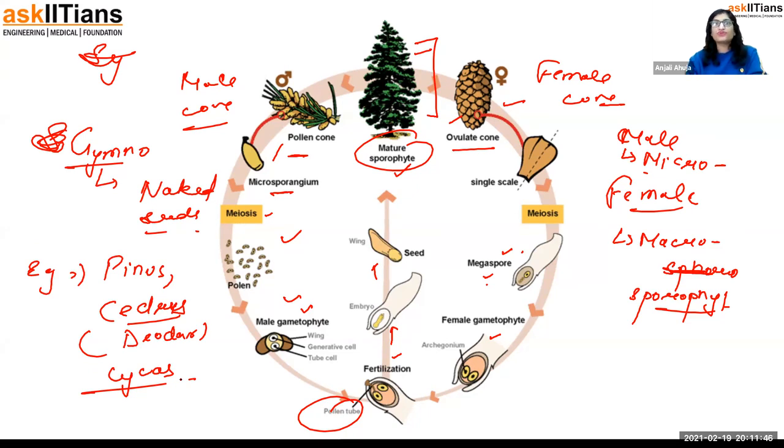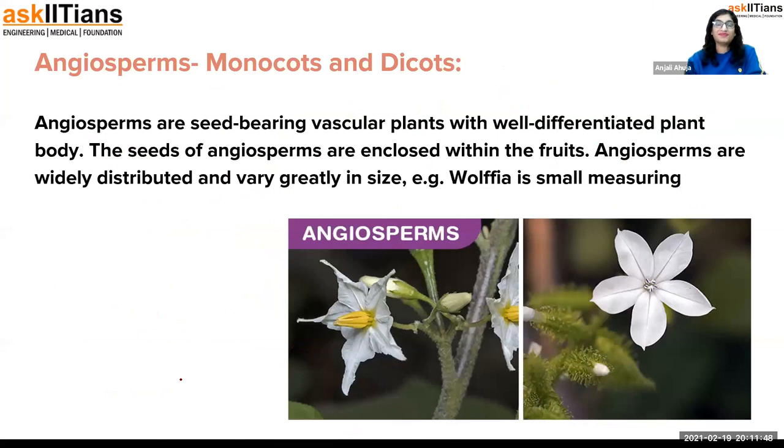Now we will be moving toward the last part that everyone might be comfortable with, because that's what we have been learning since our lower grades. Angiosperms, the flowering plants. Angio means cover. Here, seeds are hidden. Seeds are covered. They are not visible. Angiosperms are seed-bearing vascular plants. They're the most modern, with a well-differentiated body: vascular tissue, root, stem, leaf, flower, everything is present. And seeds are present within the fruits.